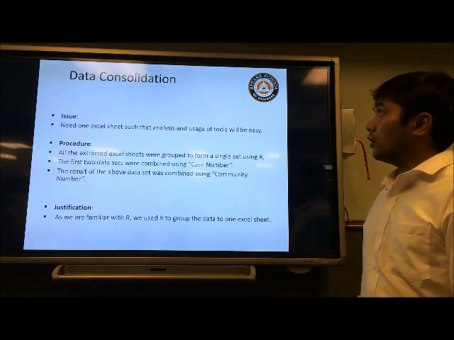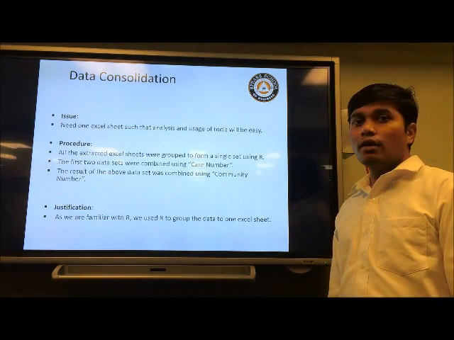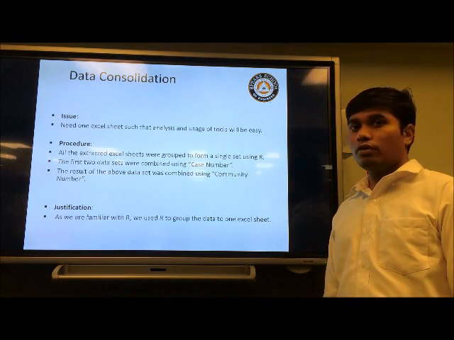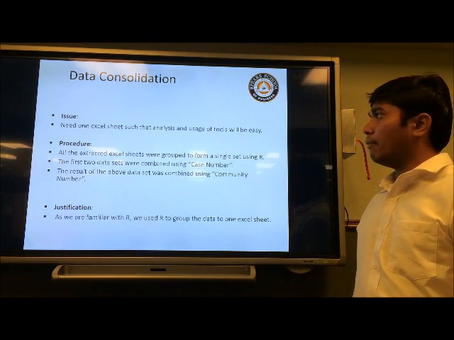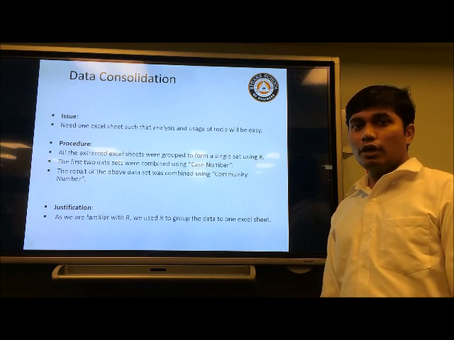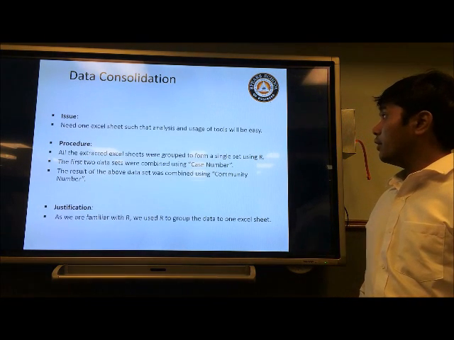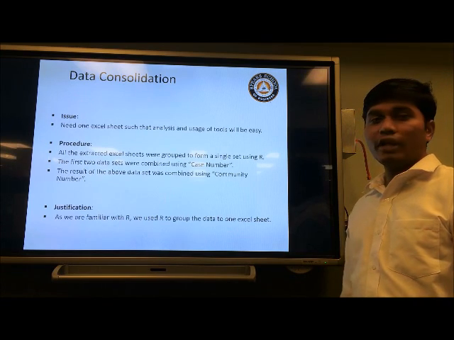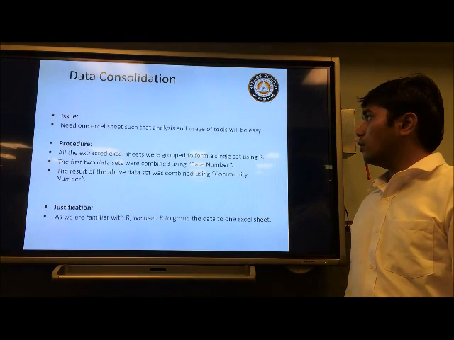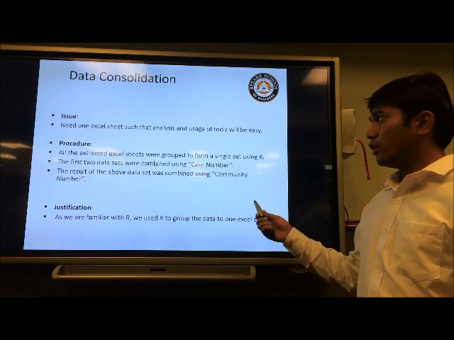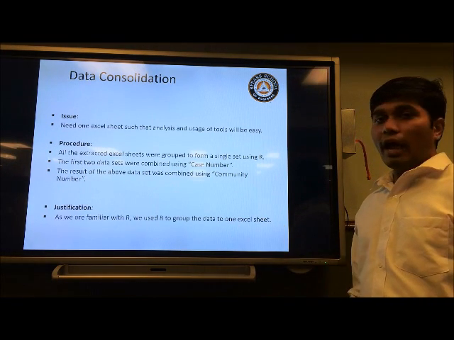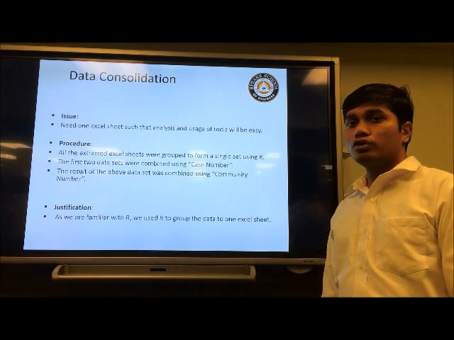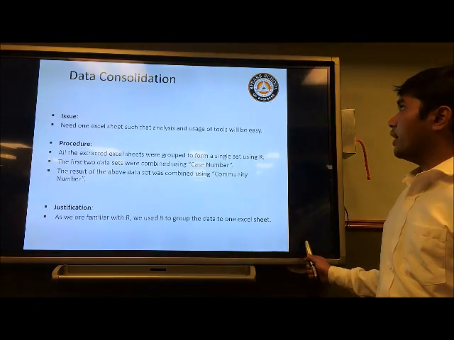Let's look at the data consolidation. The issue we had is that we need one Excel sheet so that it can be used for the modeling and also for business intelligence tools like Tableau. The procedure we followed is that we used Microsoft Excel, and we needed to group these 3 sheets into one Excel sheet, and we formed a resultant Excel sheet by grouping using community number and also case number. This process was followed using R, and we used RStudio to get the final data set.